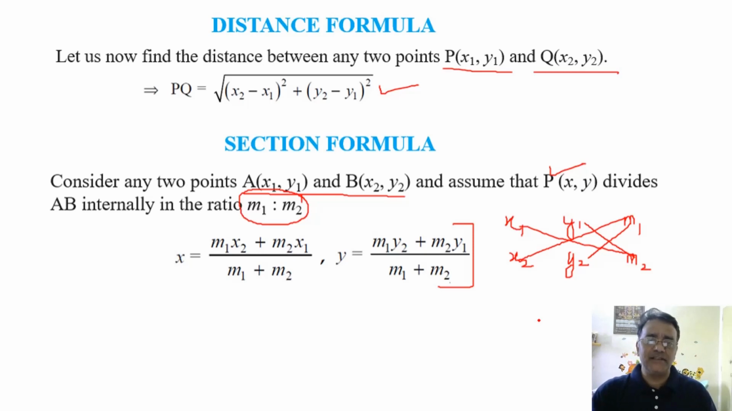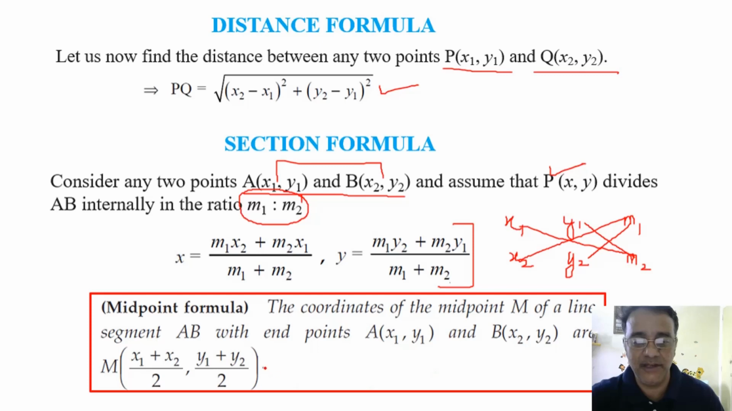One more formula is there in section formula, that is midpoint formula. Midpoint formula is very easy. The midpoint of these 2 points is (x1 plus x2) by 2 and (y1 plus y2) by 2. Any doubt in these formulas? This is the recapitulation only.